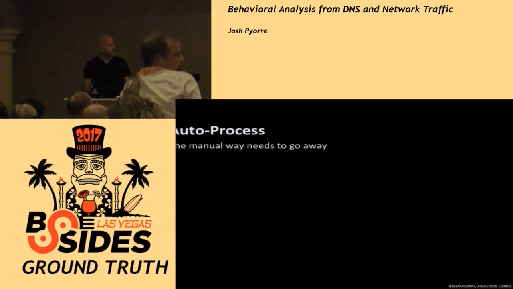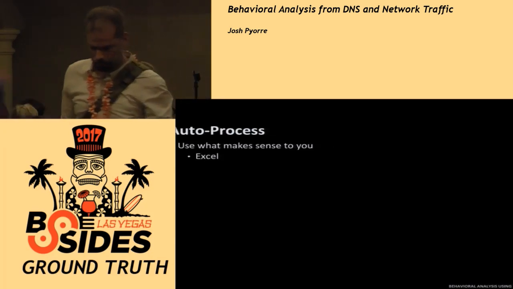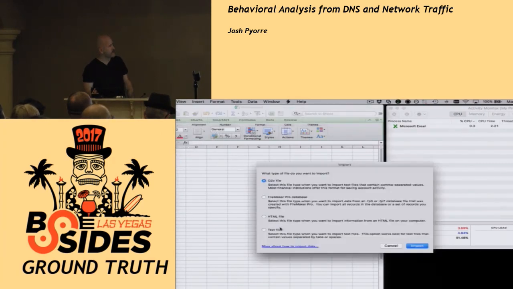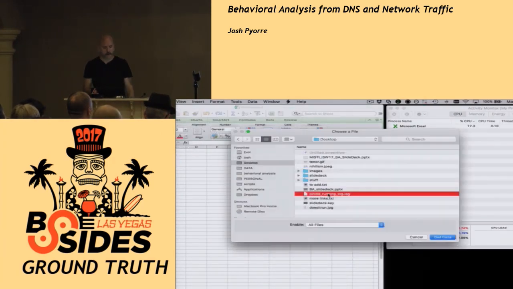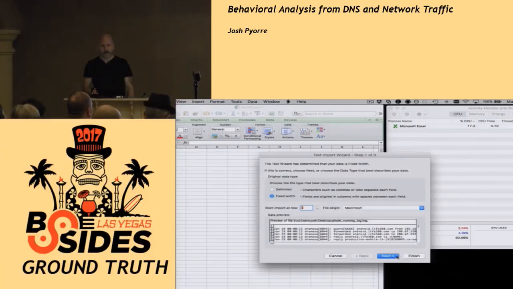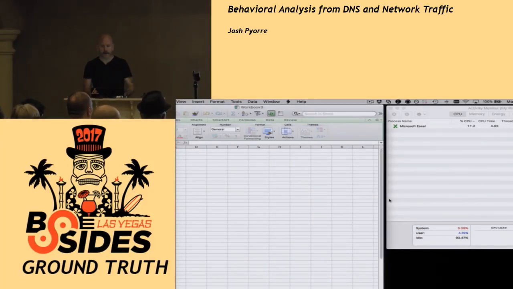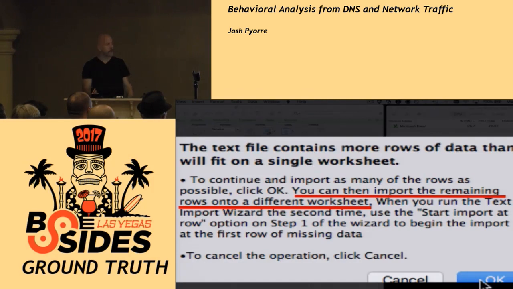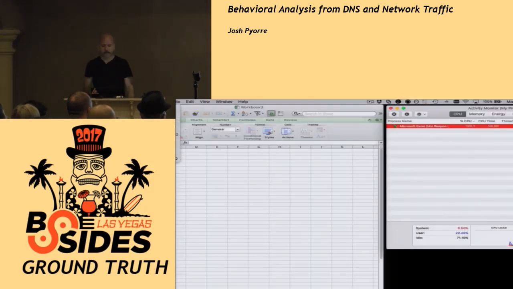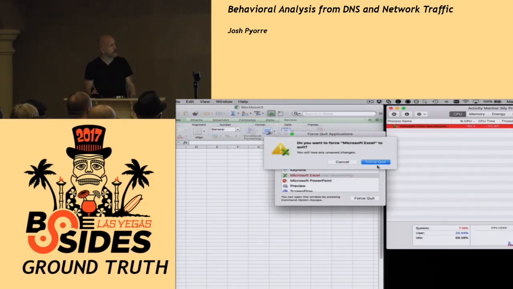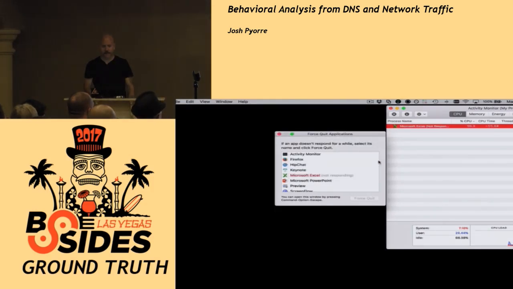So the manual process, as I've explained, needs to go away. So you want to use what makes sense to you. And like I said, this is Excel. So you want to pull in a huge file. This is probably only 300 megabytes at this time. So we wait, and you can see this. Well, actually, you can't see it, but the process, now it's over 100%. It wants to import it into multiple worksheets. So then you want to force quit Excel at that point, and move on to the next thing.